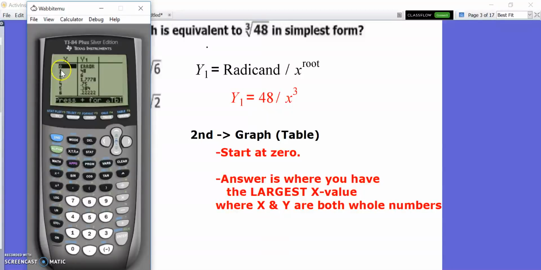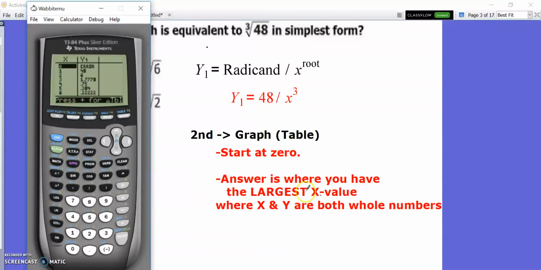So it's either 1 and 48 or 2 and 6. This number in the x column is going to be the number outside your radical when you simplify it. And then the number in the y column is going to be what's left under the radical after you simplify it. So this means 1 cube root of 48 or 2 cube roots of 6.